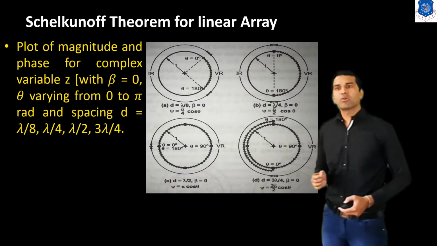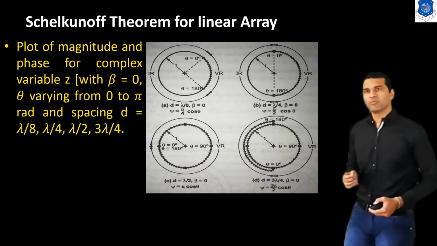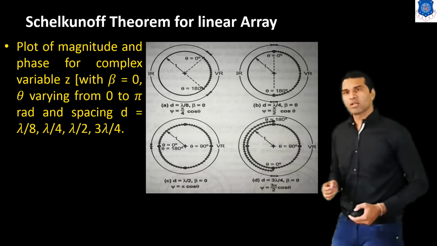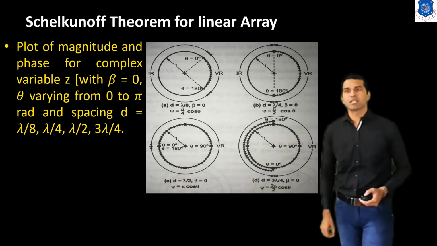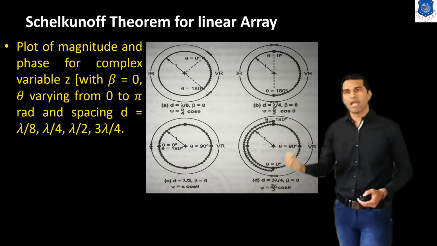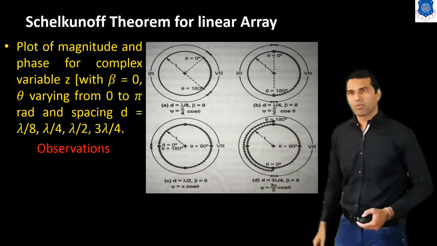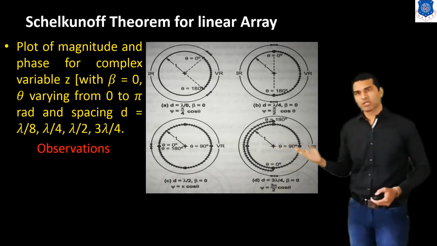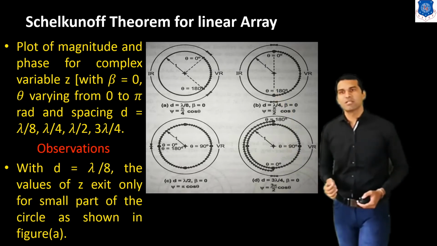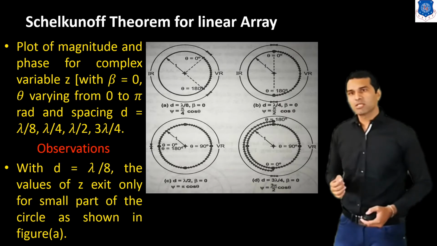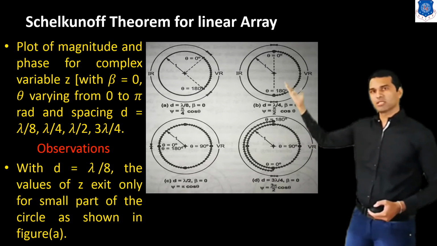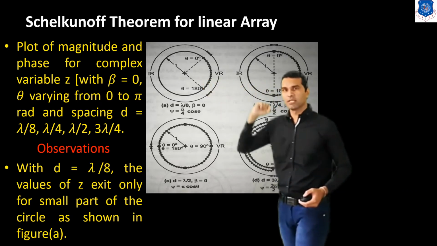Now we plot the magnitude and the phase for the complex variable z with beta equals 0, theta varying from 0 to pi radian, and the spacing between elements d equals lambda by 8, then lambda by 4, then lambda by 2, and 3 lambda by 4. After plotting, we can observe that in the first figure, with d equals lambda by 8, the value of z exists only for a small part of the circle as shown in this figure.